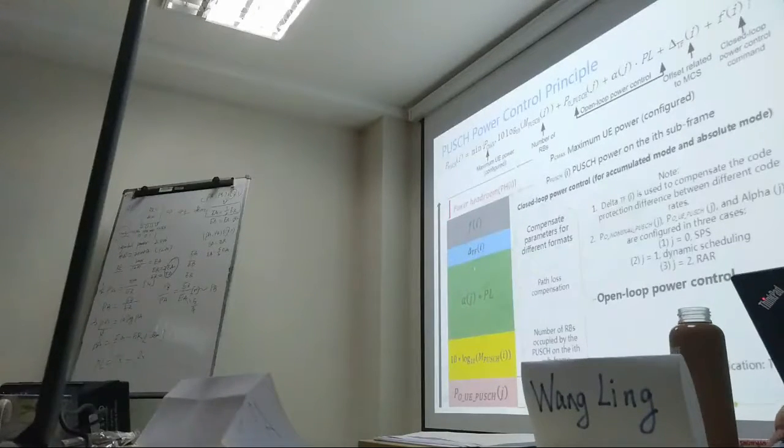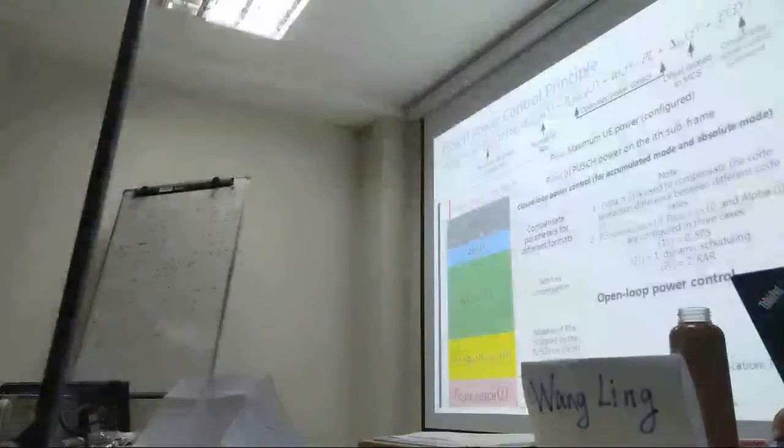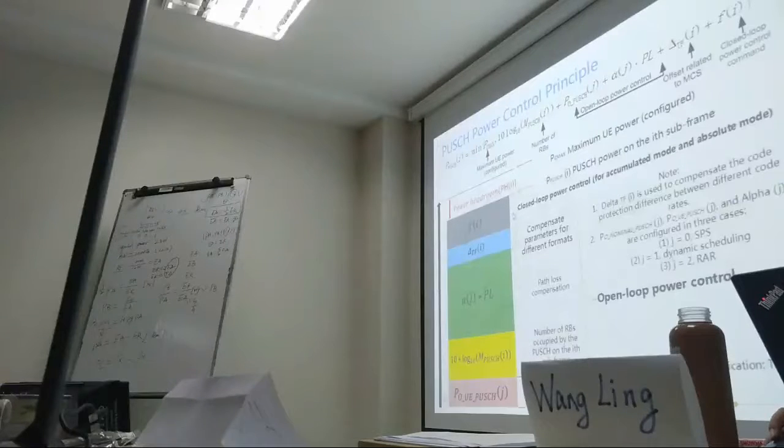Another thing is that we can set a compensation for different MCS, that is, for different coding rates, we can give it a compensation value. And the last one, f(i), is the closed loop power control. If the eNode B sends the TPC command, the UE will add this part. If there is none, we only consider the blue one, the gray one, the yellow, the pink, like this.